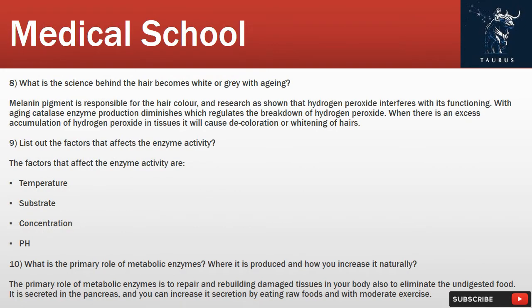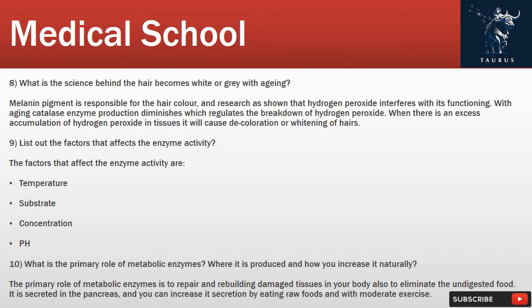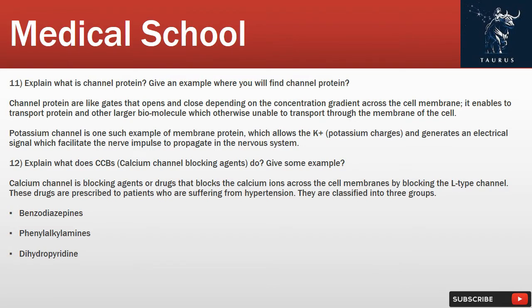10. What is the primary role of metabolic enzymes? Where is it produced and how do you increase it naturally? The primary role of metabolic enzymes is to repair and rebuild damaged tissues in your body, and also to eliminate the undigested food. It is secreted in the pancreas, and you can increase its secretion by eating raw foods and with moderate exercise.